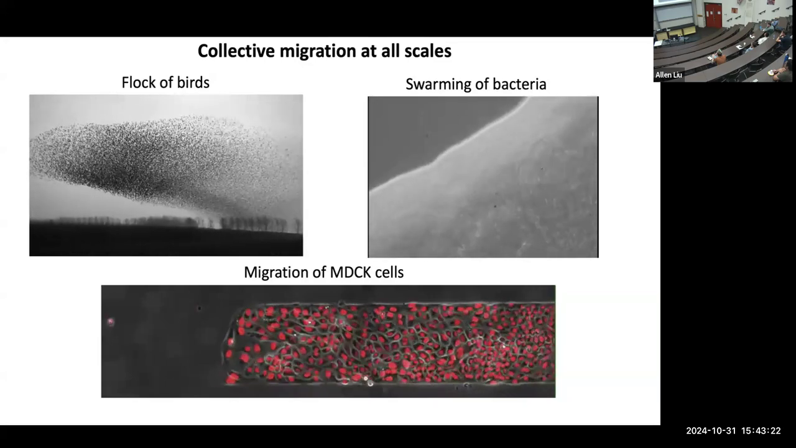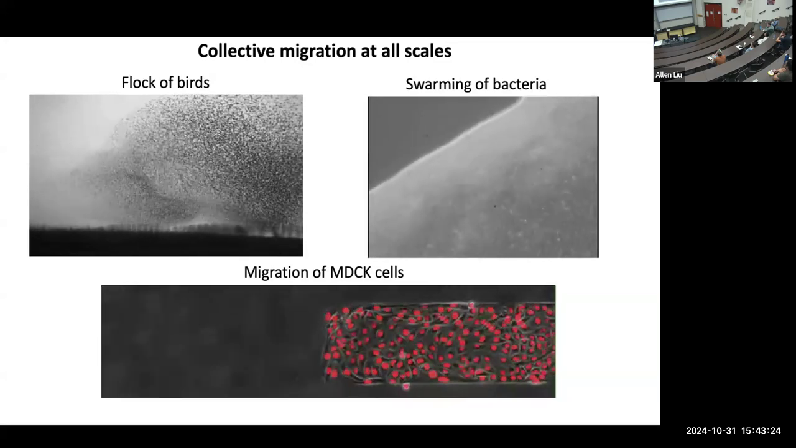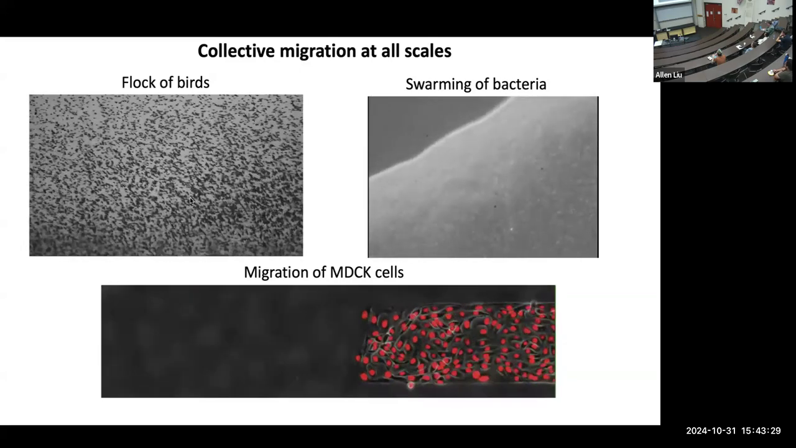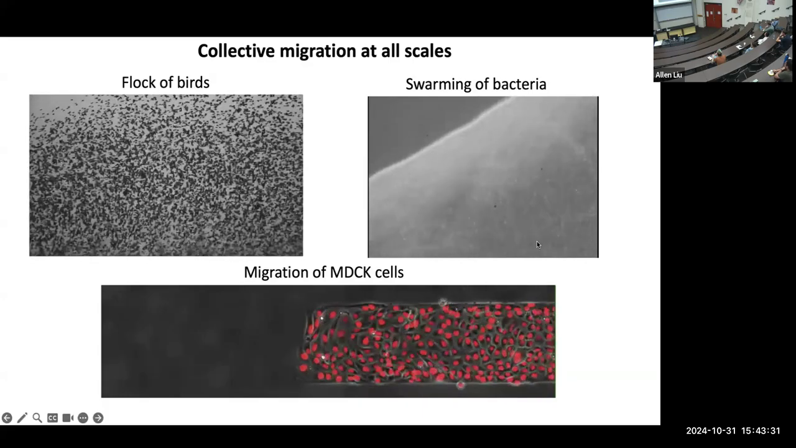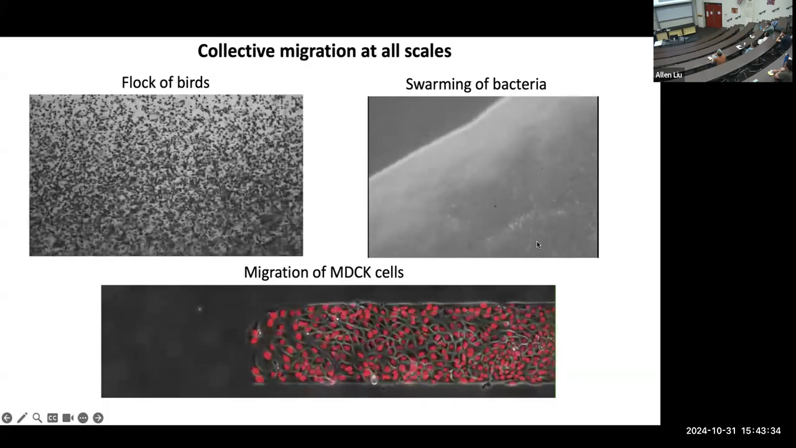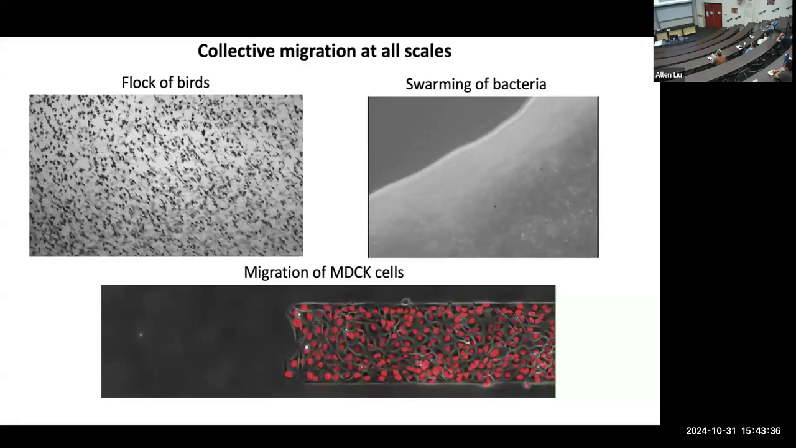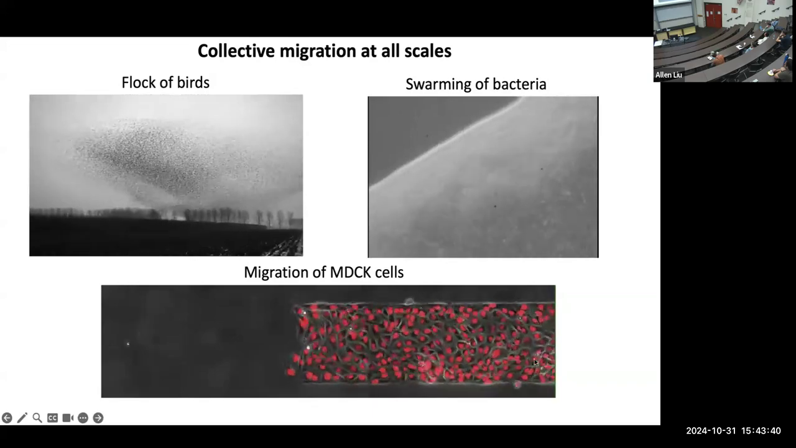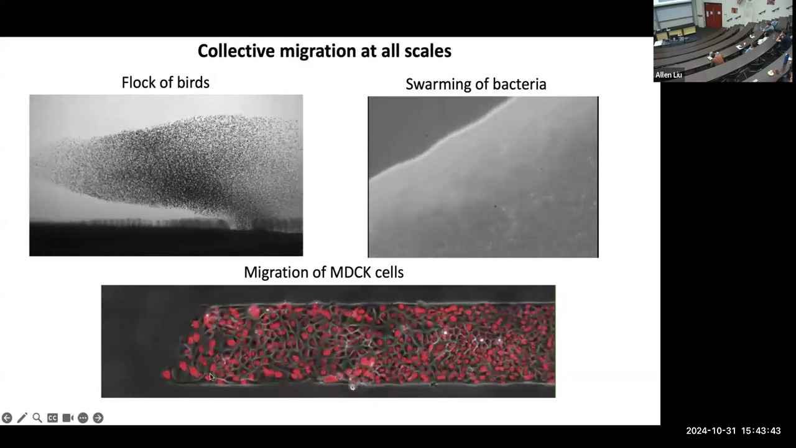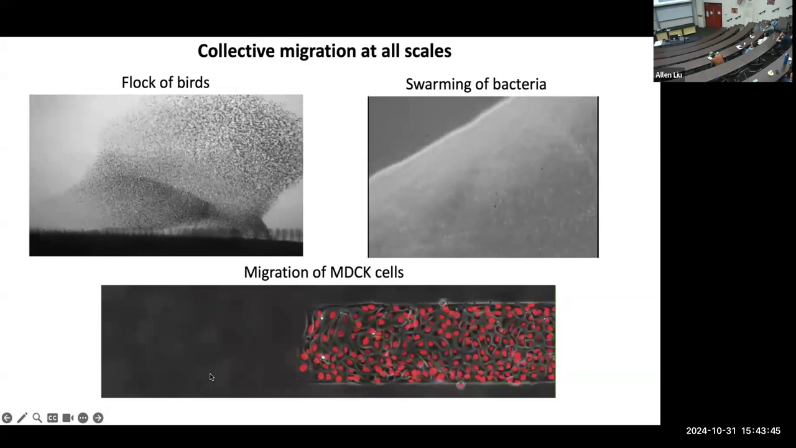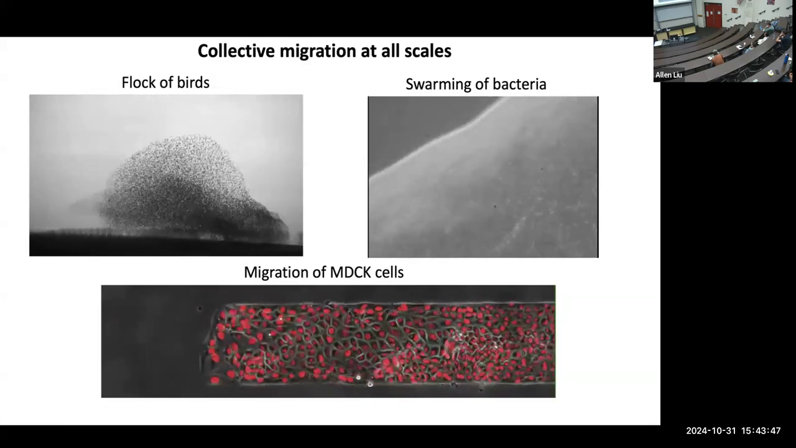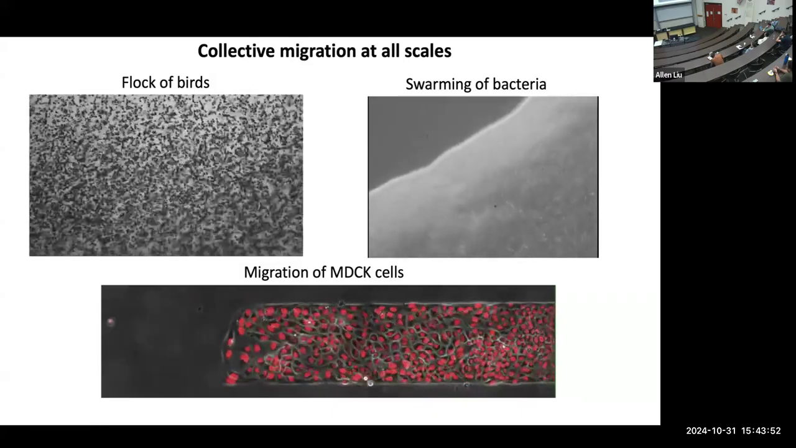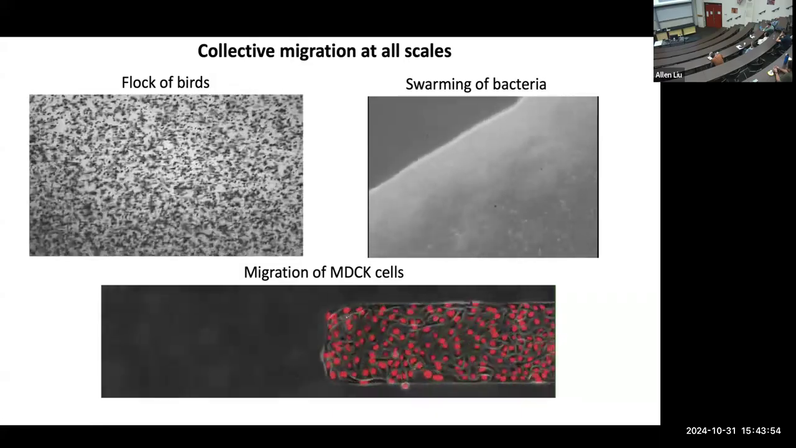I'm just showing you a few videos that you can readily find online on collective movement of organisms. So here, a flock of birds, they never collide. Here, swarming bacteria. I was talking this morning about swarming. I don't know exactly what bacteria these are, but you have this very beautiful swarming behavior. And here you have MDCK cells. These are epithelial cells moving on an adhesive pattern, and you can see these cells are moving to the left, and they're not jammed. There's still movement that happens in all these three instances.